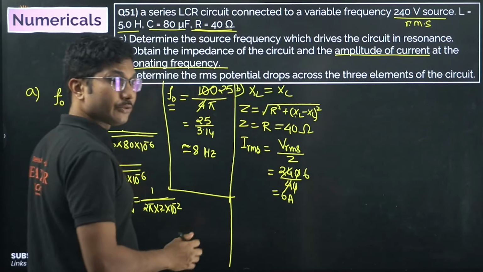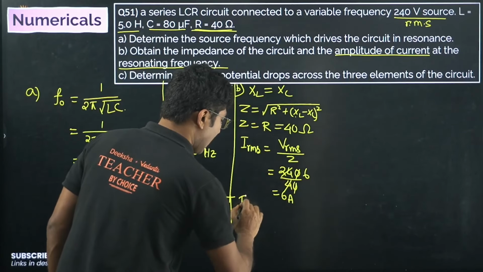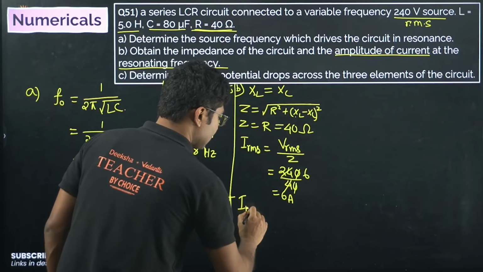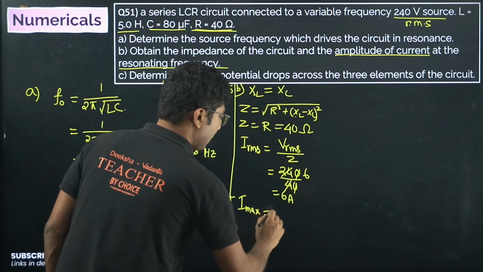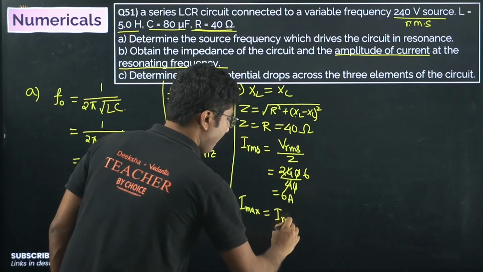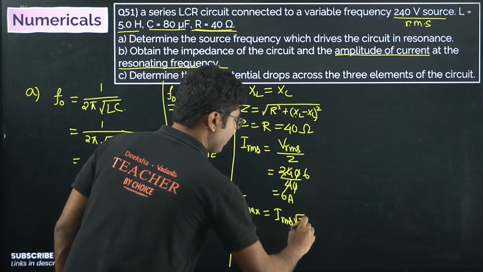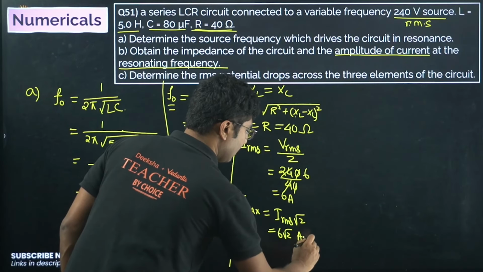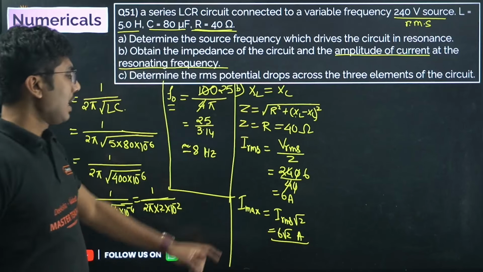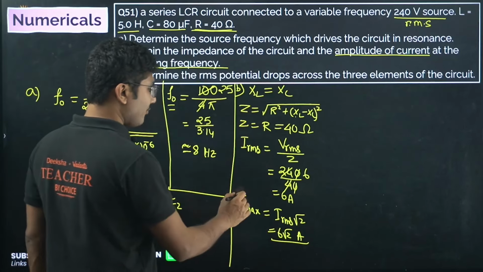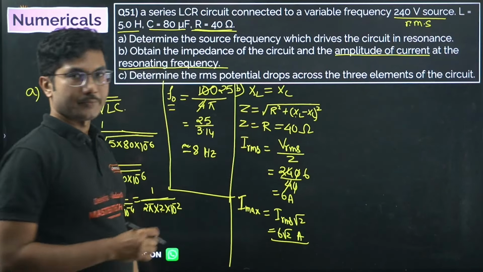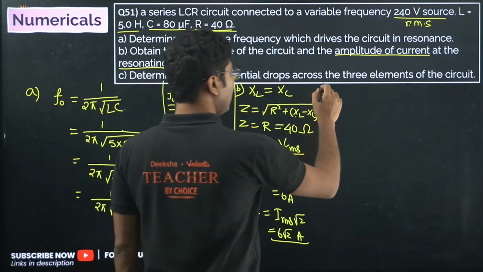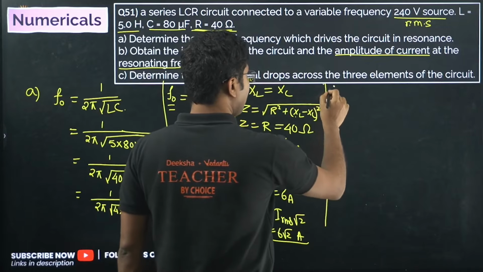So what is the amplitude? The amplitude of the current, I max, is given by I RMS times root 2, that is 6 root 2 ampere. 6 root 2 ampere is the maximum value of the current, or the amplitude of the current. Clear? Next part, last part, part C.